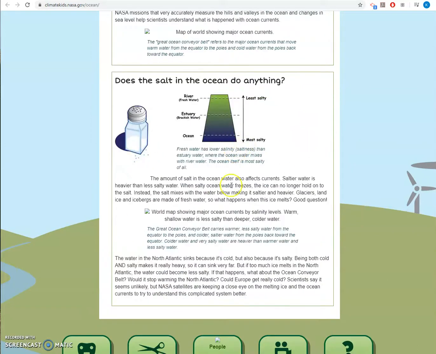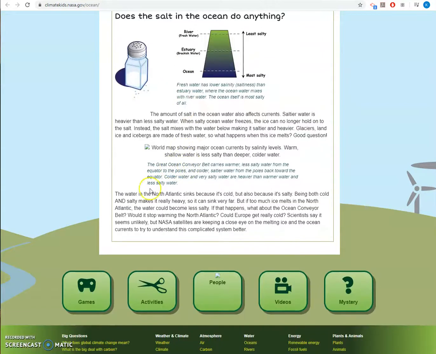And then here you can read more about what salt does and things like that. So an estuary, by the way, that's brackish. Brackish is like when fresh water, like a river, flows into the ocean. That's what an estuary is. It's a mixture between freshwater and saltwater. So you can read about that a little bit.